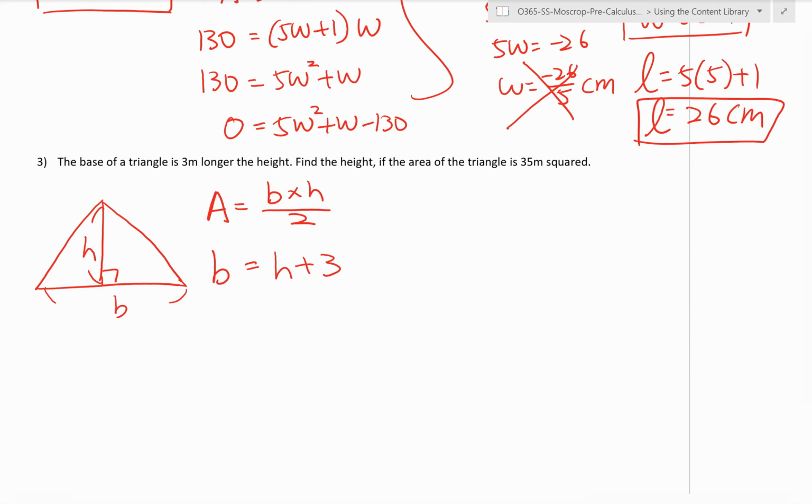Okay, now once we have this, it tells us that the area is 35 meters squared. So then area is 35, and we have the base. Again, we have two variables, base and height, and we don't want to have two variables. What I'm going to do is replace the base with h plus 3. You could write 3 plus h if you want, okay? I just prefer to have the variable first. That's usually the convention.